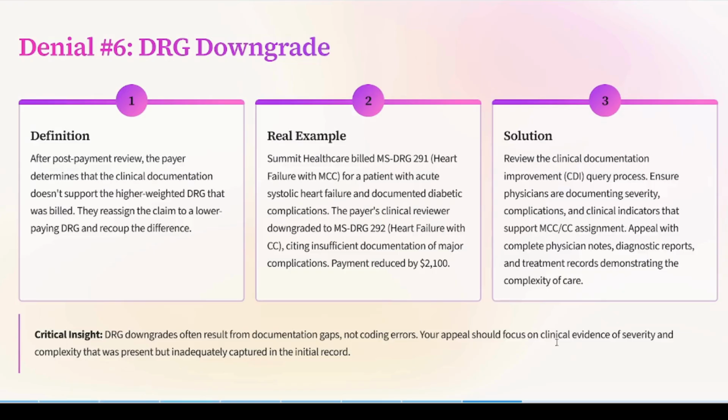All right. So what is a real world example of a DRG downgrade? So Summit Healthcare billed a DRG 921 for a patient with acute systolic heart failure and documented diabetes complications. The payer's clinical reviewer downgraded to a DRG 292, citing insufficient documentation of major complications, resulting in a reduction of $2,100.